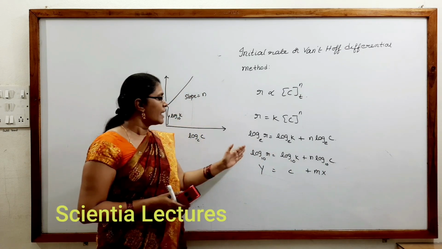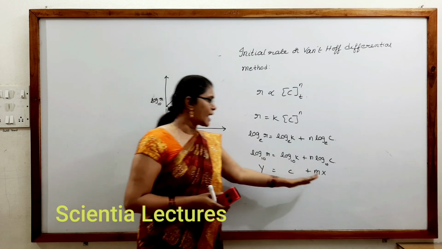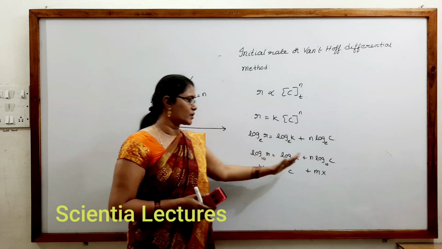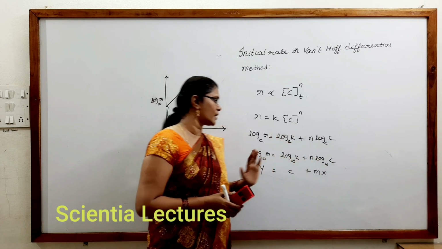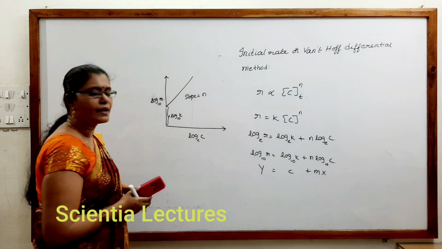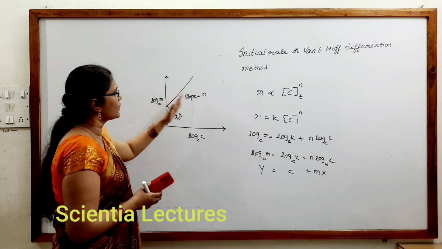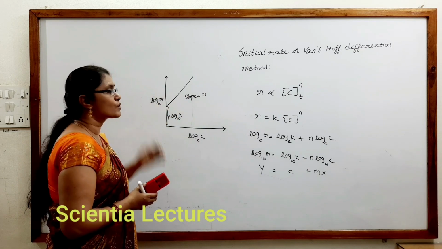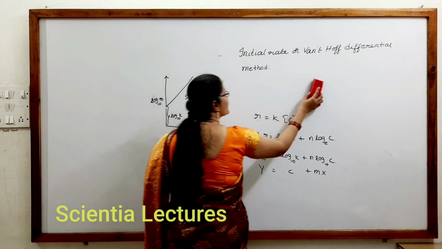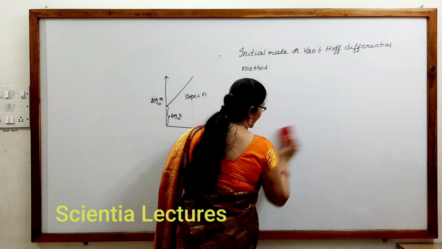If they are given, in the y-axis log base 10 rate of reaction, in the x-axis log base 10 concentration, then what is the y-intercept? Log base 10 K. It is the rate constant of the reaction, whichever may be the order of the reaction. Slope will give us the order of reaction. This is Van 't Hoff's differential method to calculate the order of reaction.